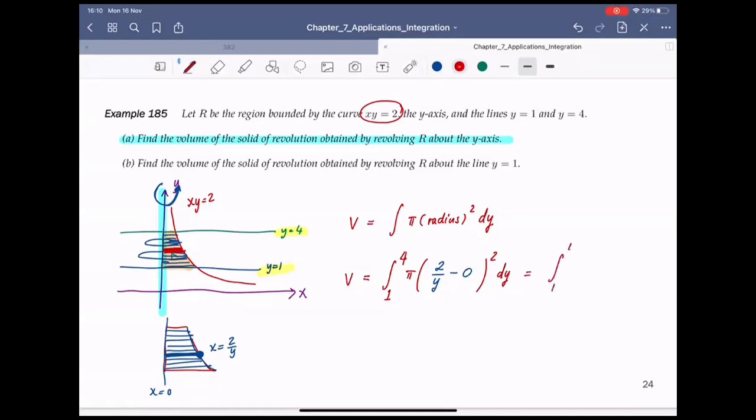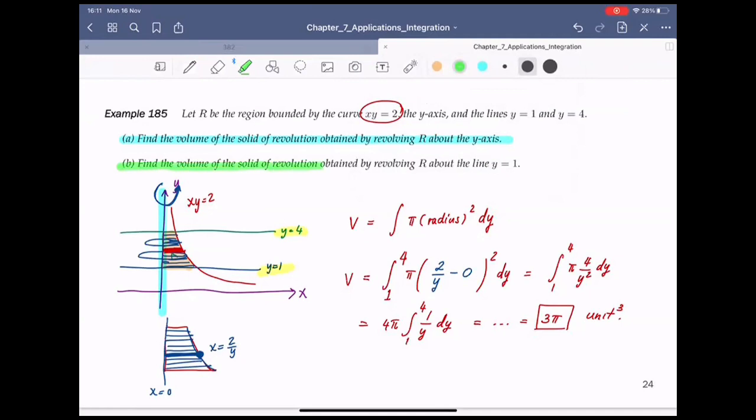It's the integral from 1 to 4 of pi times 4 over y squared dy, which is 4 pi times the integral of 1 over y dy, with y from 1 to 4. You can do it at home. This is going to be 3 pi as the answer, 3 pi units cubed, whatever the unit is. Does it make sense? One more, then part B, and then this is the last one. Part B: find the volume of the solid obtained by rotating R about the line y equal to 1.